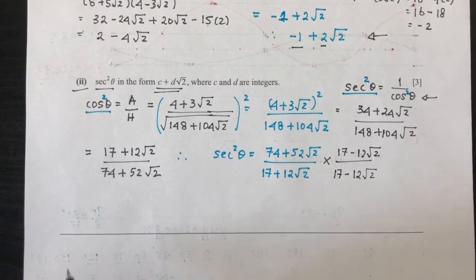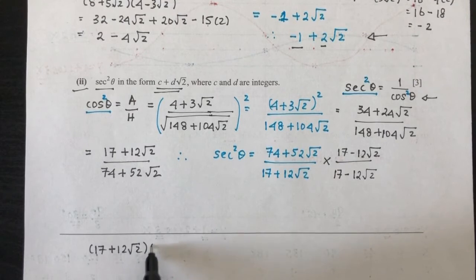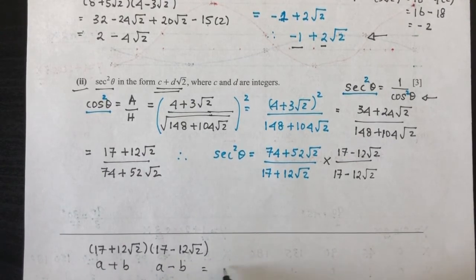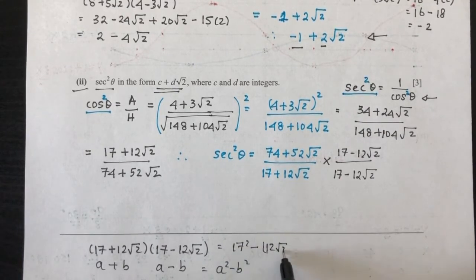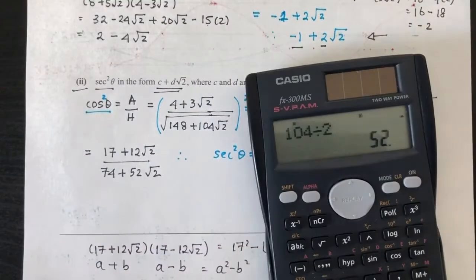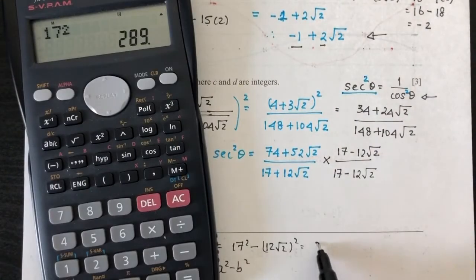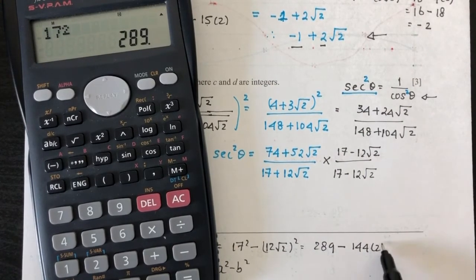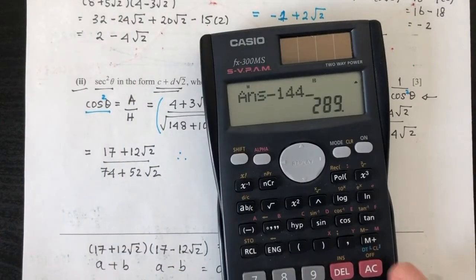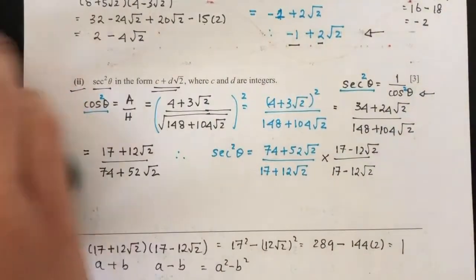So the two bases will become what? We have 17 plus 12 root 2 times 17 minus 12 root 2. This is the same as a plus b, a minus b, which is equal to a square minus b square. So it becomes 17 square minus 12 root 2 square. That will be what? 17 square is 289 minus 144 times 2. That should be 1. So your base becomes 1.